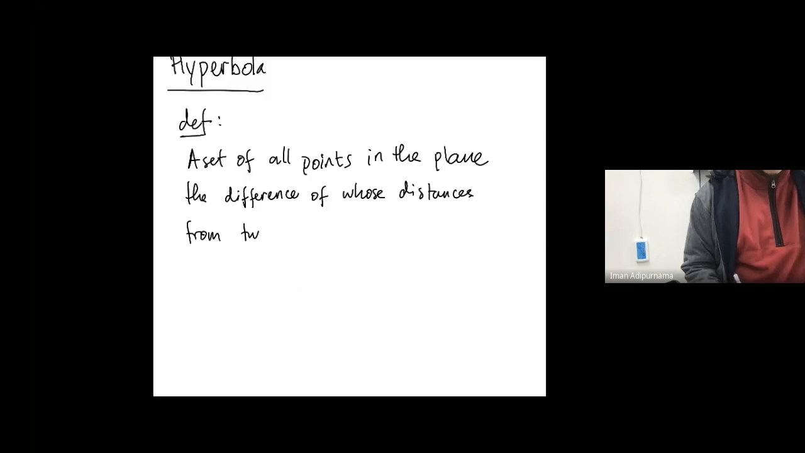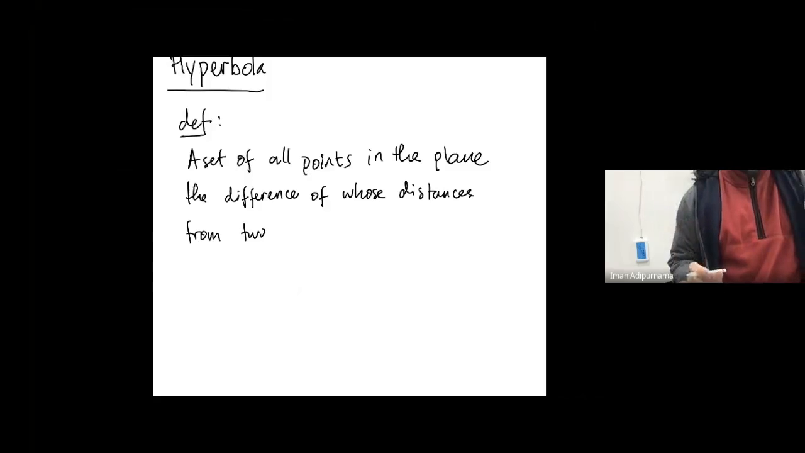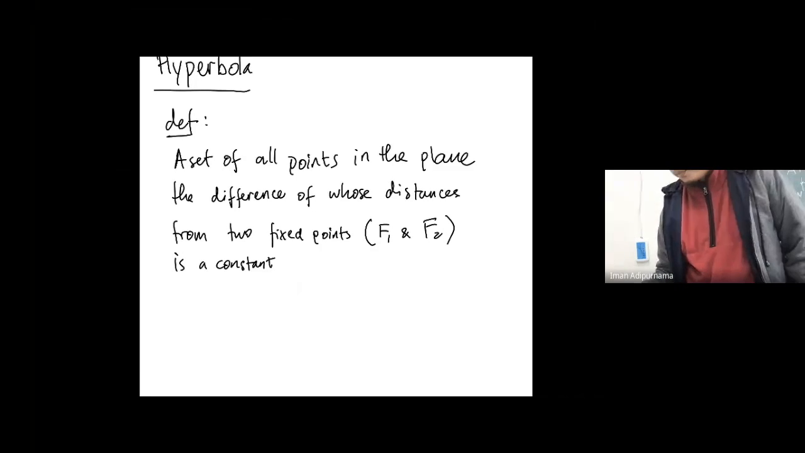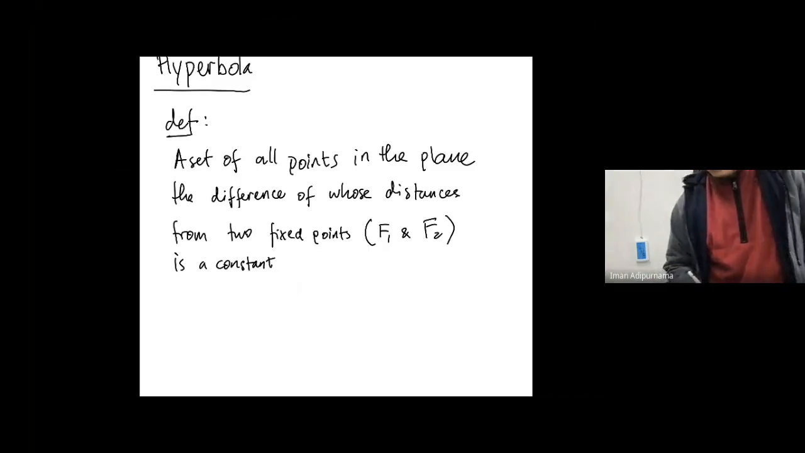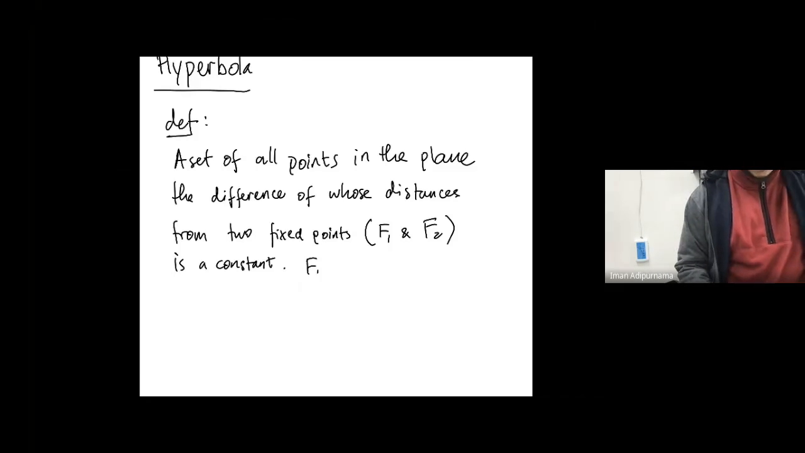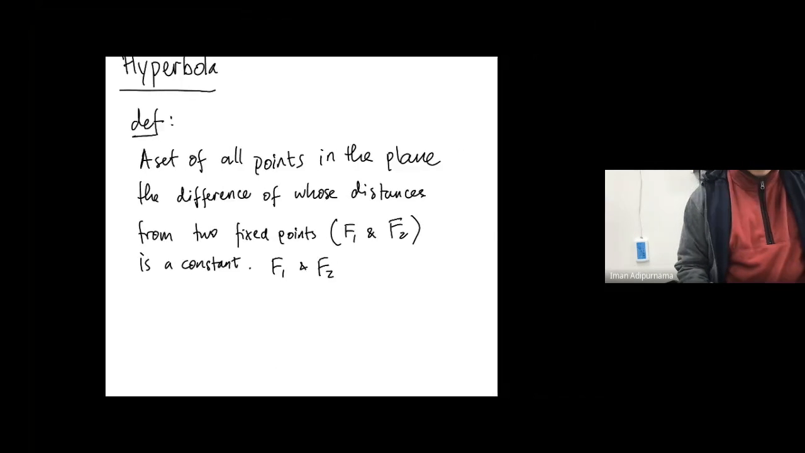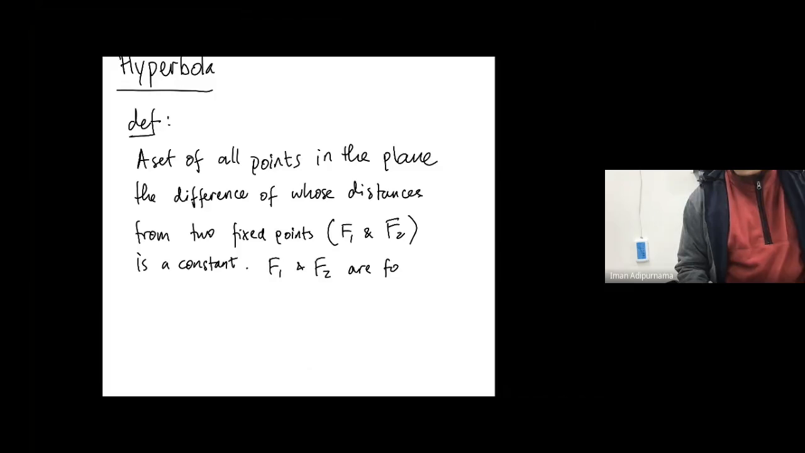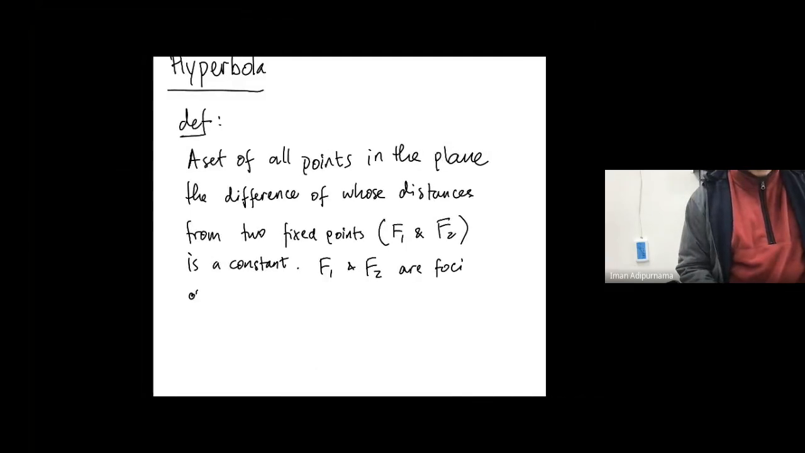So from the ellipse, it's the addition of the distances and it's equal to a constant. But now it's the difference, meaning the subtraction. Okay, the F1 and F2 are the foci of the hyperbola.